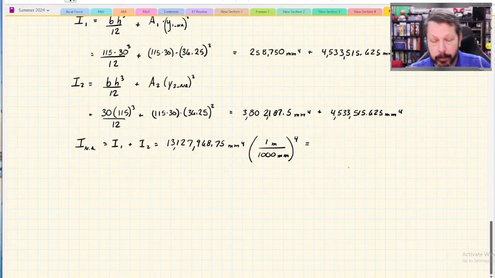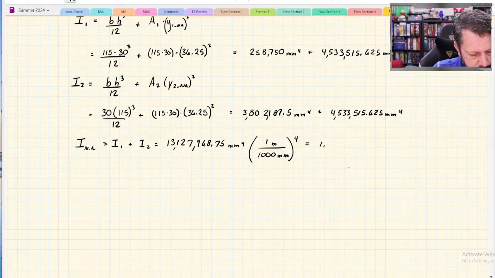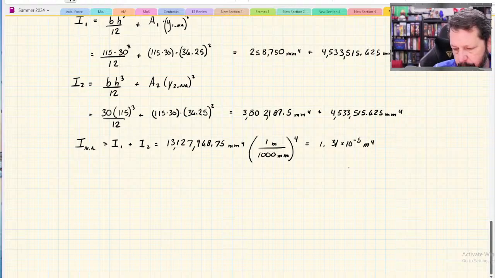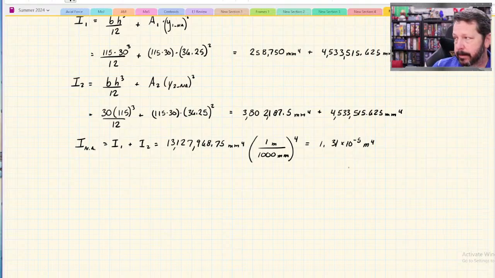So if I want to put this in meters to the fourth, I'm going to divide by 1,000 4 times. And then I get a really small number, 1.31 times 10 to the negative fifth meters to the fourth. So a really tiny looking number where I had a giant number before. All right, let's see if we've done this correctly or not.